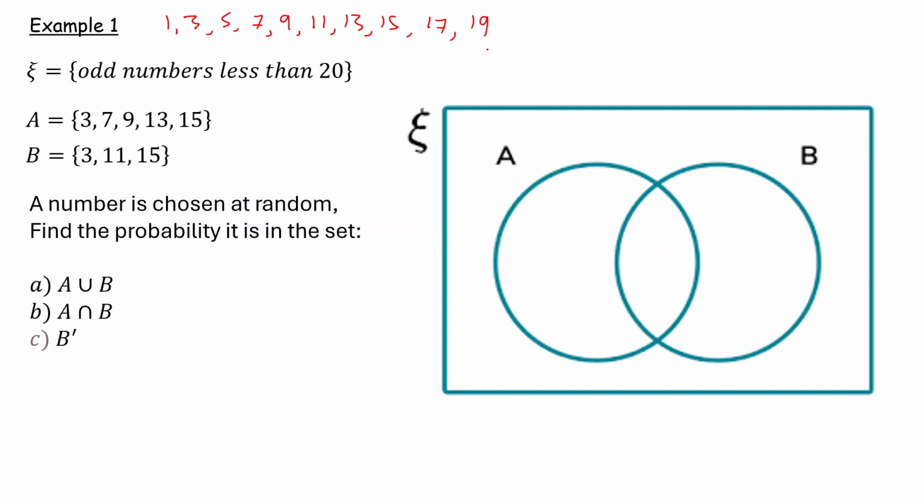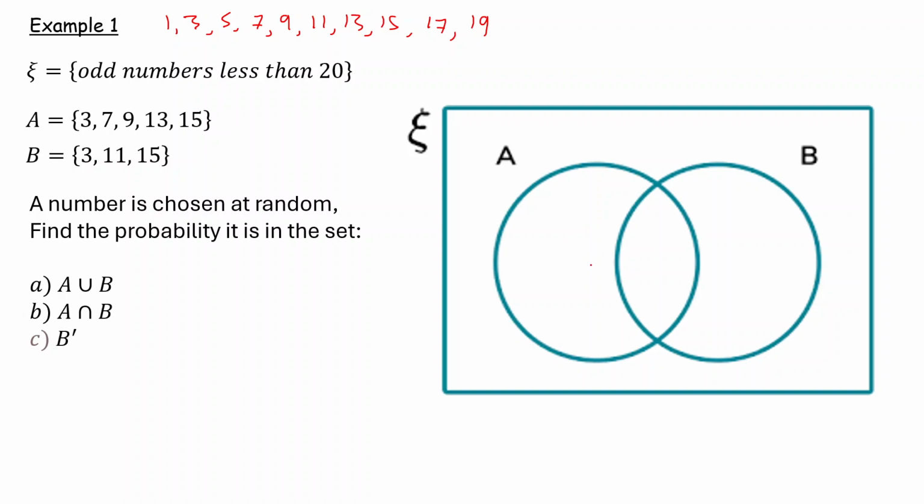Okay, because any bigger, it's going to be 21, which is not less than 20. So that is good. We're saying in set A, everything within this part of the Venn diagram, we've got the odd numbers 3, 7, 9, 13, and 15. And then also set B, we've got the numbers 3, 11, and 15. So I've got to put all of my numbers into my Venn diagram.